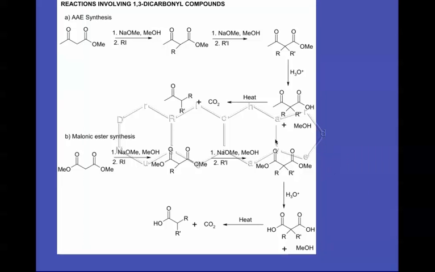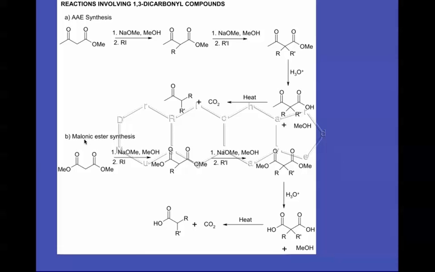Let's now look at some reactions involving 1,3-dicarbonyl compounds. Specifically, we're going to talk about what's called the acetoacetic ester synthesis, or AAE. And what that allows us to do is start off with this compound, which is acetoacetic ester, and we end up with a methyl ketone. And you can see that we can vary these R groups here, which allows us some great versatility to be able to pretty much create any methyl ketone that we want to create.